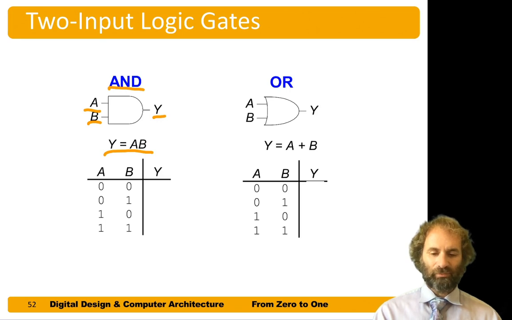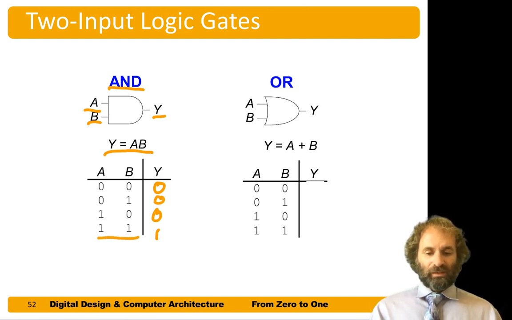The truth table here, we can do 0 and 0 is 0, 0 and 1 is 0, 1 and 0 is 0, 1 and 1 is 1. So the output is only true when both inputs are true. The OR gate is true if either or both inputs are true. So 0 or 0 makes 0, 0 or 1 makes 1, 1 or 0 makes 1, 1 or 1 makes 1.